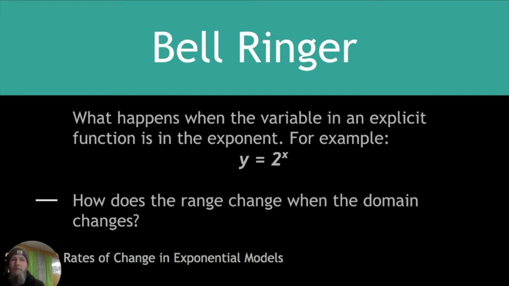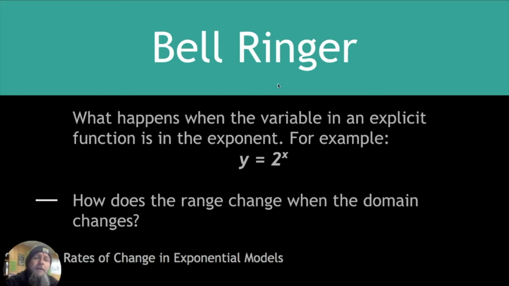What happens when the variable in an explicit function is in the exponent? For example, y equals 2 to the x power. How does the range change when the domain changes? So when x moves by 1, what happens to y? Sometimes that causes problems for people to understand. But exponential growth you should have gone over already since Algebra 1. And you probably went over a little bit in geometry and a lot in Algebra 2. So this should be something you should be very familiar with.